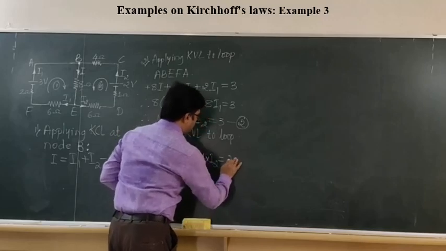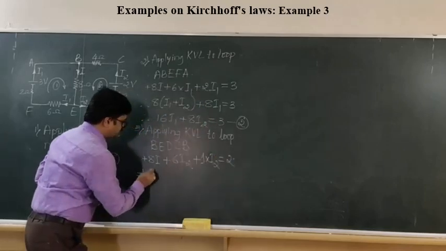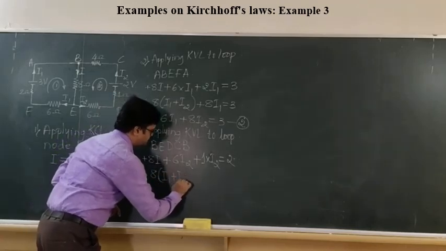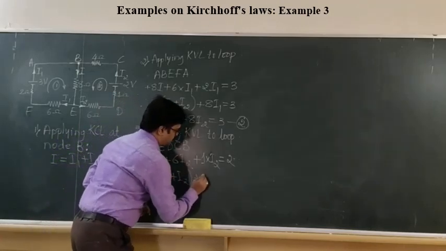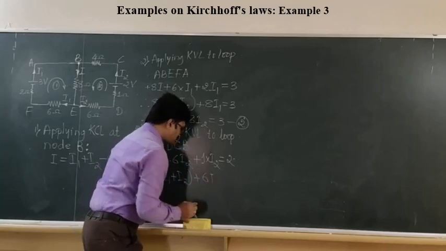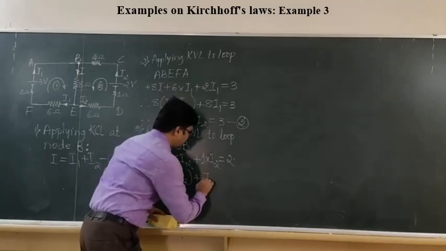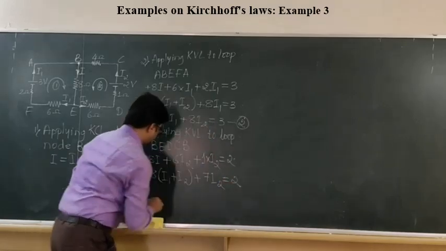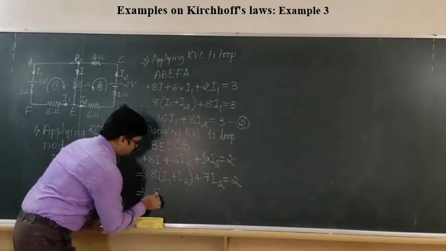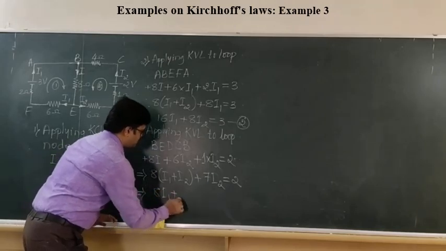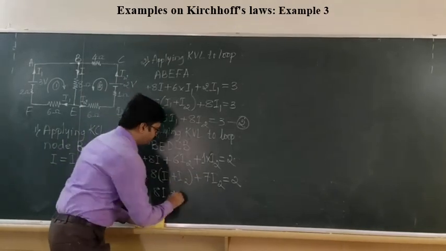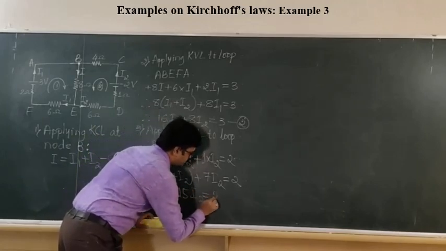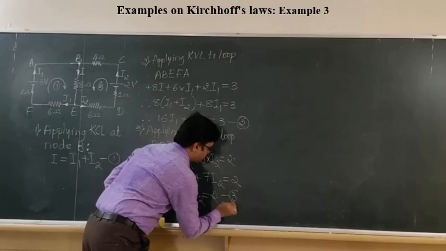So now let us simplify again and write this as 8 into (I1 plus I2) plus 6 plus 1, 7 I2, is equal to 2 we have obtained. Now 8I1 plus 8I2 plus 7I2 is 15I2 is equal to 2. So let us take this as equation number 3.